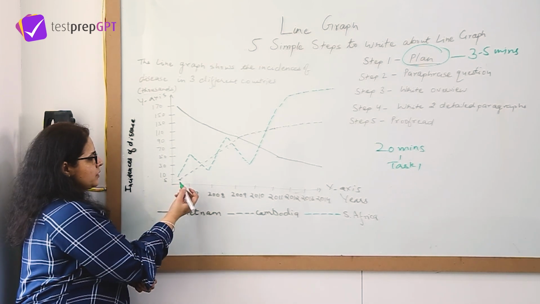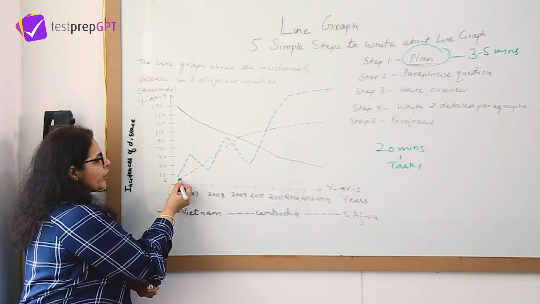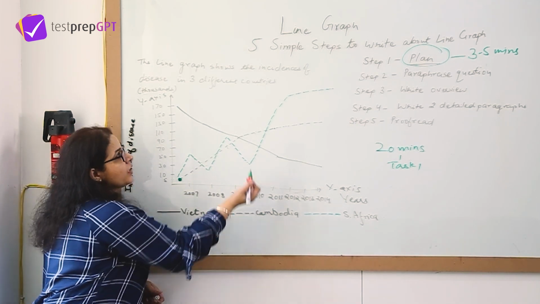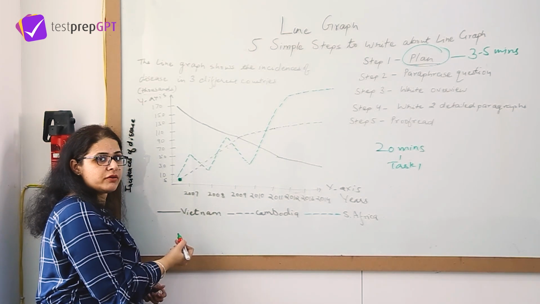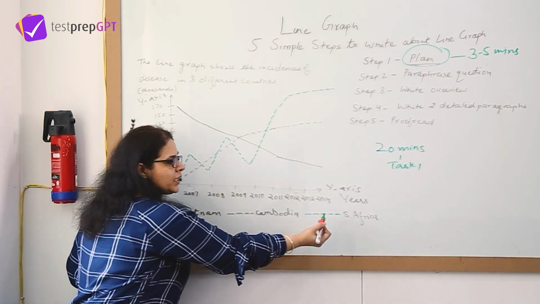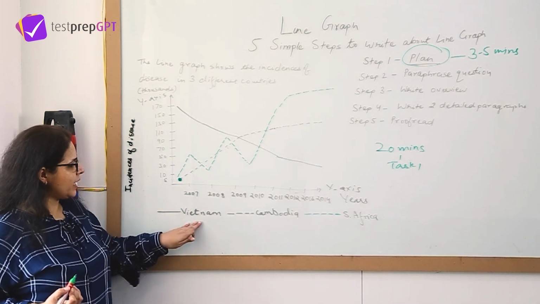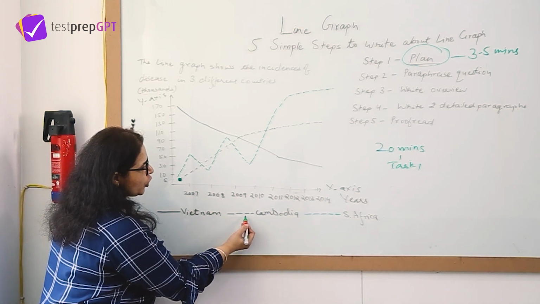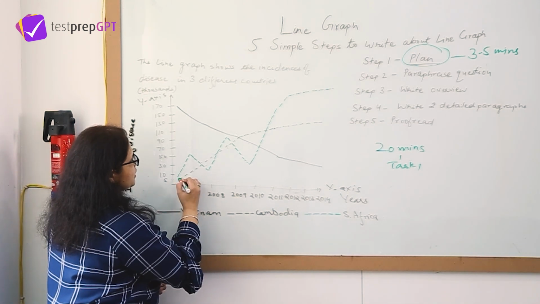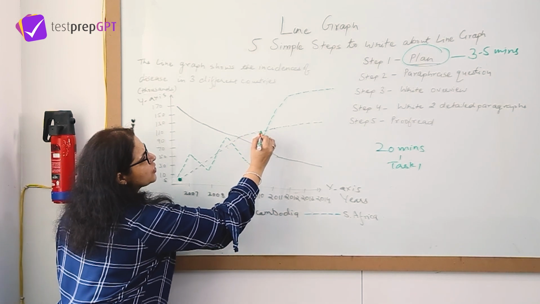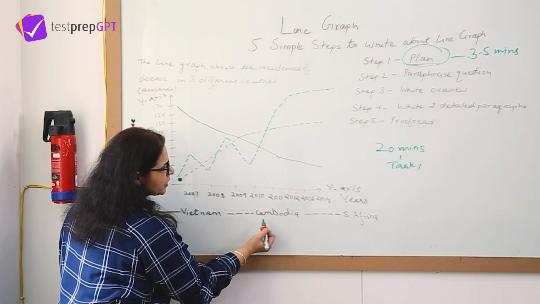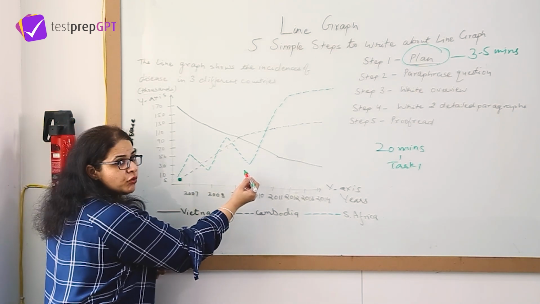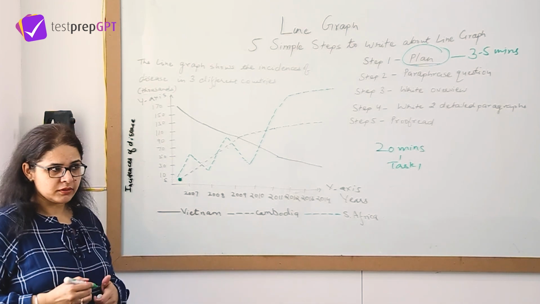So if you look at the starting point for this line, this divided line is for Cambodia. What are the 3 different countries here? Vietnam, Cambodia, and the green line is South Africa. The straight line, this one, is for Vietnam. The dotted line, the divided line, this one, which goes up and then goes a bit constant, is for Cambodia. Then the one where the values are changing, the green one, is South Africa.